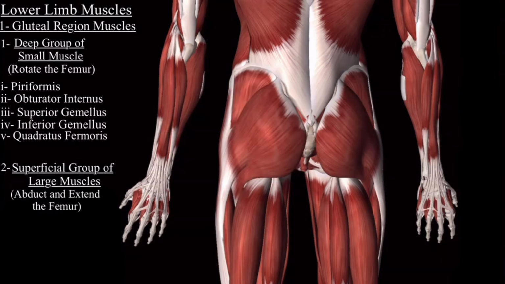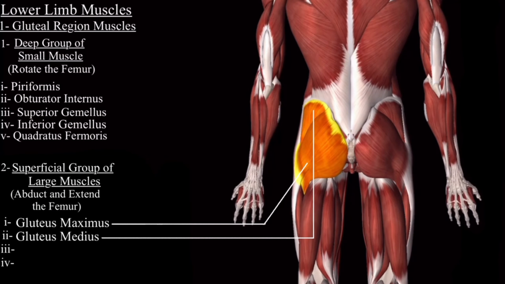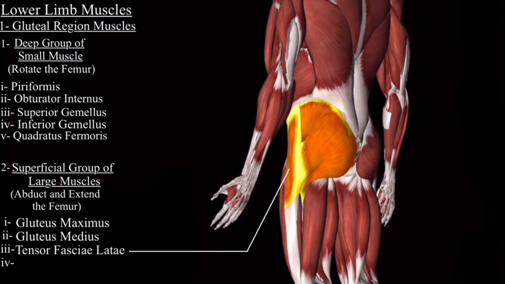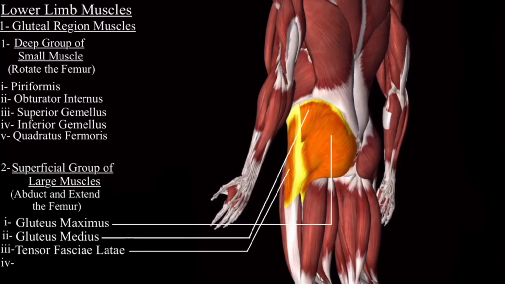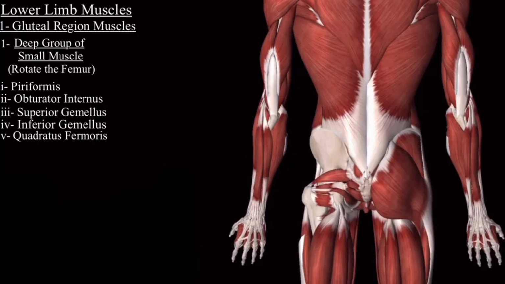Now we came to the superficial group of large muscles. There are 4 muscles in this group. Number 1, gluteus maximus muscle, gluteus medius muscle, tensor fascia lata. Now deep to these 3 muscles is present the 4th muscle of the superficial group, that is the gluteus minimus muscle. First we will discuss the deep group of small muscles of the gluteal region.